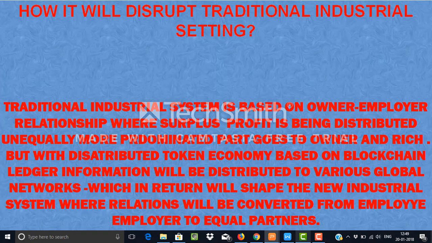Next comes the question of how it will disrupt the traditional industrial setting. The traditional industrial setting is based on the owner-employer relationship, where surplus profit is distributed unequally. The more predominant part goes to the owner and the rich. But with the distributed token economy, as blockchain technology is also called, information based on the blockchain ledger will be distributed to various global networks, which in return will create the new industrial system where the relation will be converted from employer to equal partners.